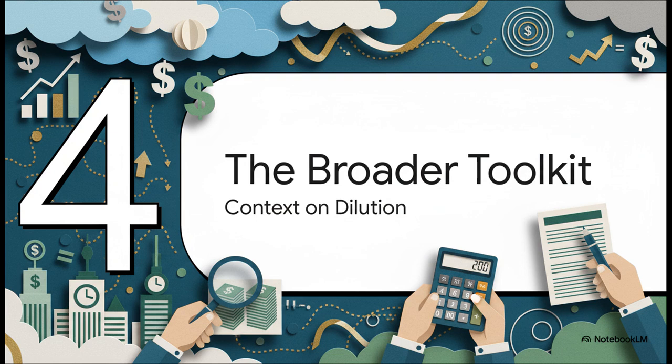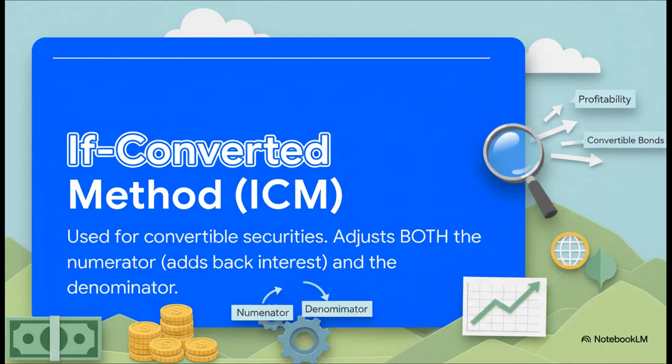It's a fantastic tool, but it's not the only tool we have. You see, companies can issue all sorts of other things that can turn into shares, and for those, we need a couple of different methods. When you're dealing with things like convertible bonds or convertible preferred stock, you need a different approach. That's the if-converted method. And here's the key difference. It messes with both parts of the EPS fraction. You add the new shares to the bottom, just like with TSM, but you also add back the interest expense the company saved to the profit on top.